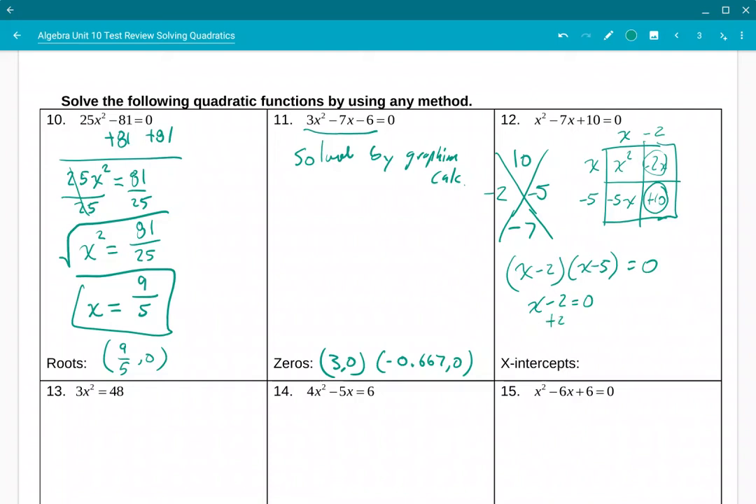And we just add 2. So x equals a positive 2. And the same thing, you probably figured out the shortcut by now. If there's no a value, then just take the opposite sign of this. X equals a positive 5. So the x-intercepts are (2, 0) and (5, 0).